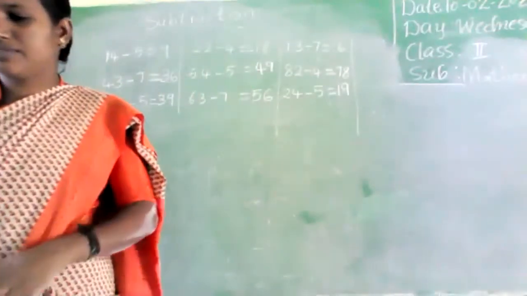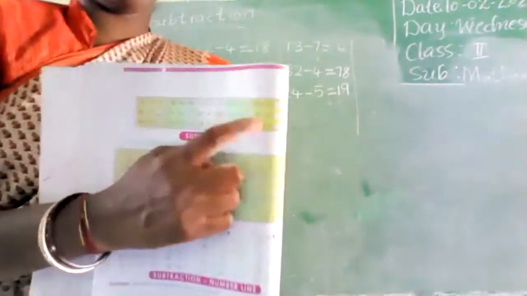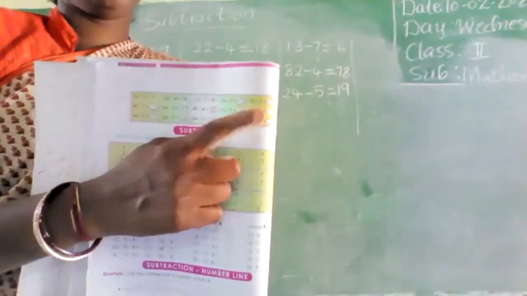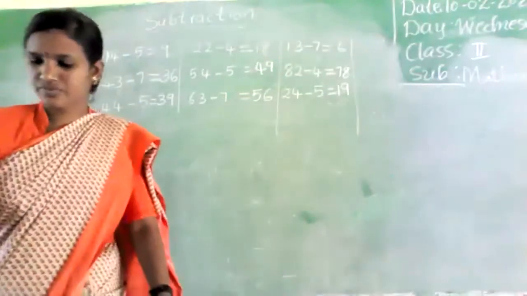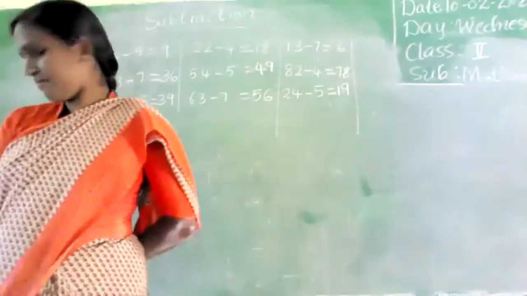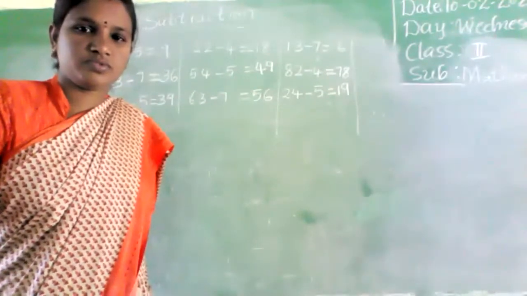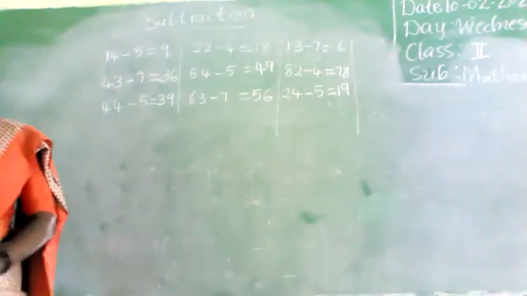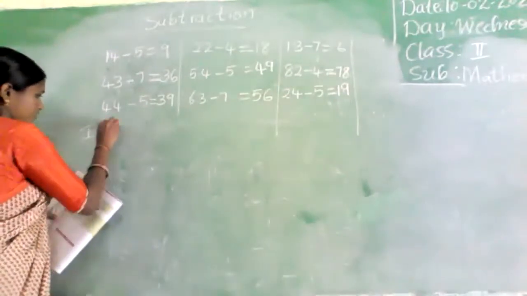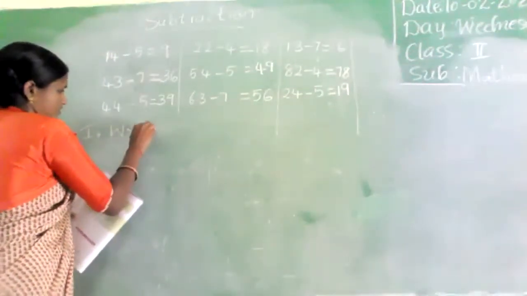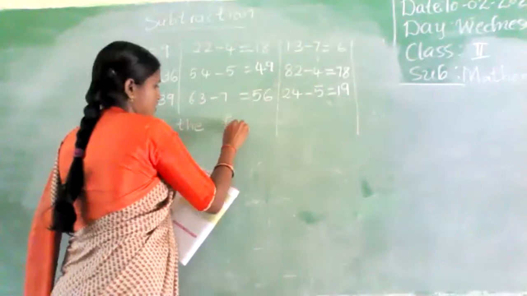Okay, write in your textbook. See, the remaining two sets are homework. These two sets are homework. Completed? Next, work out the following sums.